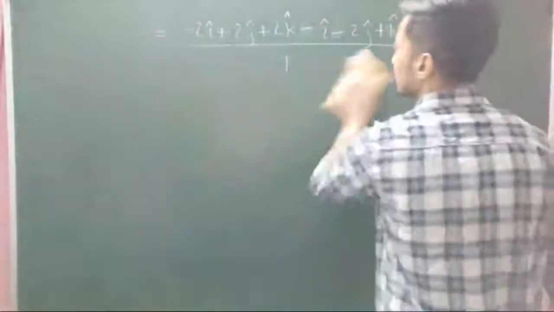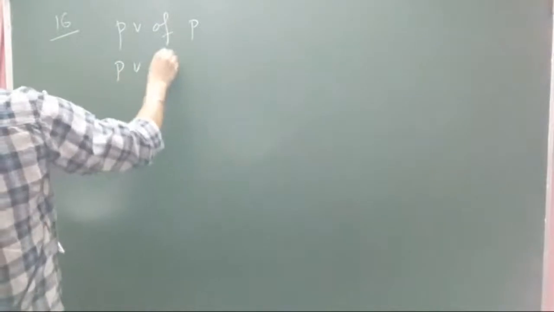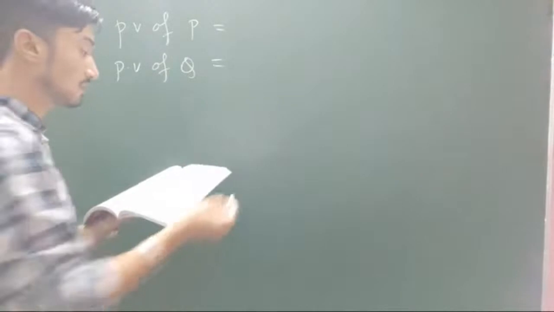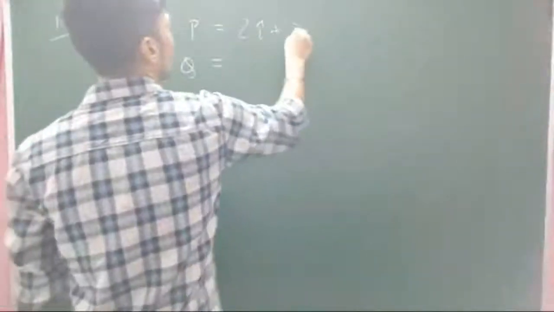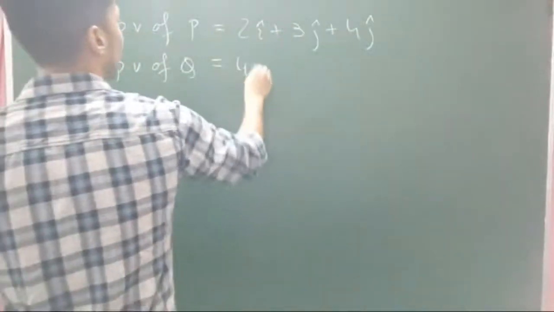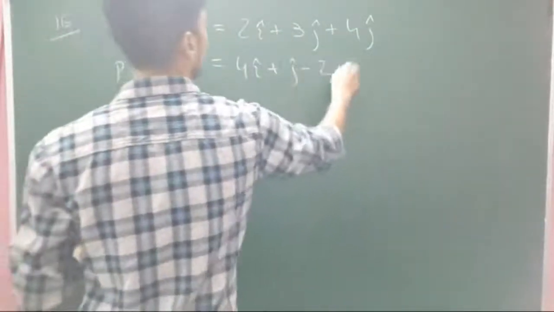Let's go to the next question. Second last question. Find the position vector of the midpoint of the vector joining the points P and Q. So since position vector of P and Q is not given, let's find out the position vector of P and Q first, because only the coordinates are given here. So position vector of the point P would be 2i plus 3j plus 4k, and Q would be 4i plus j minus 2k.